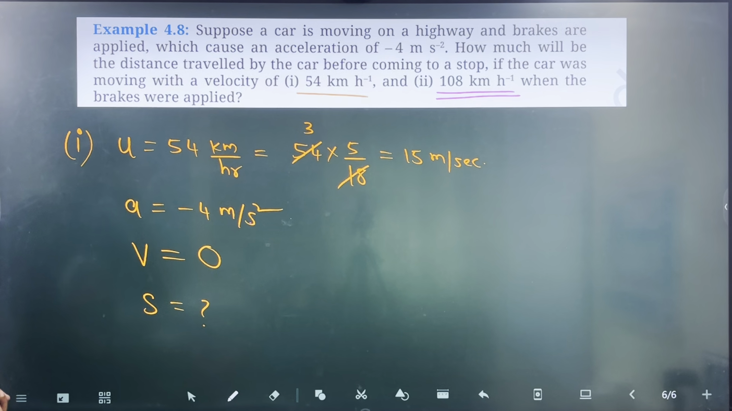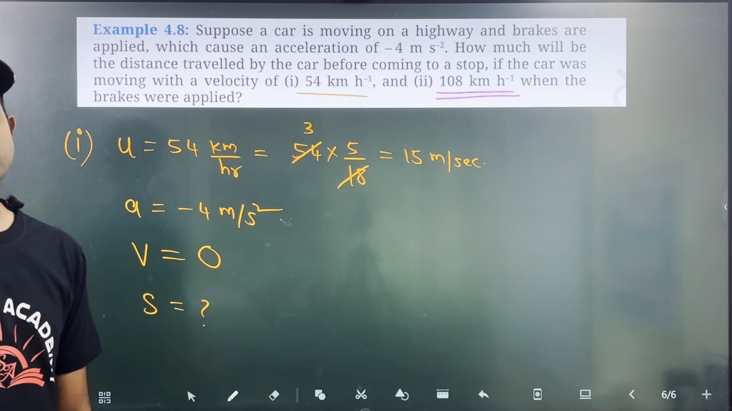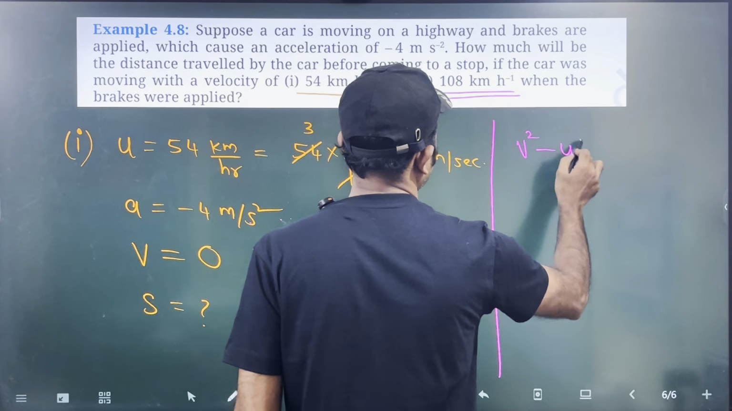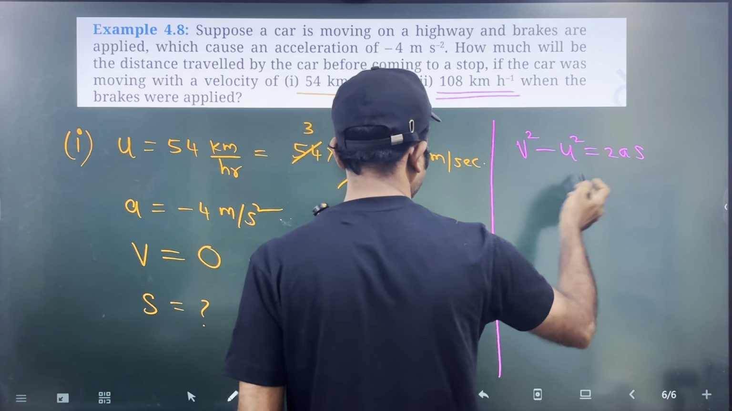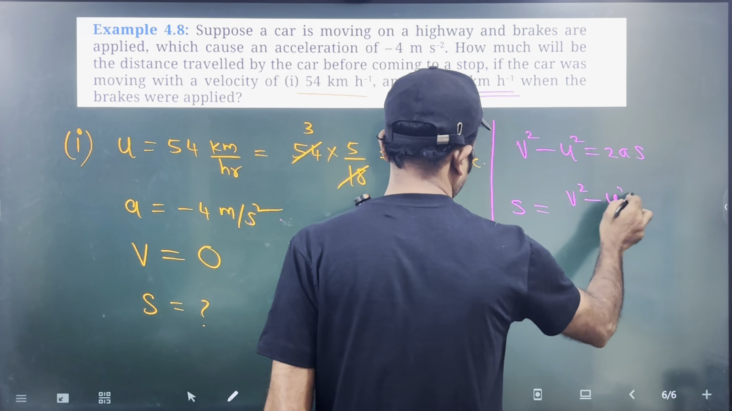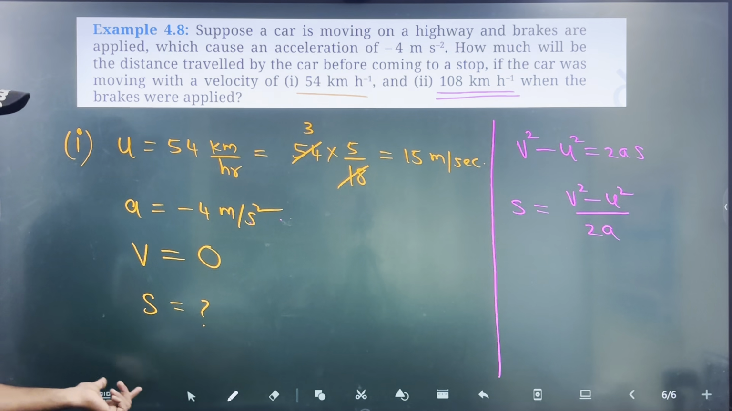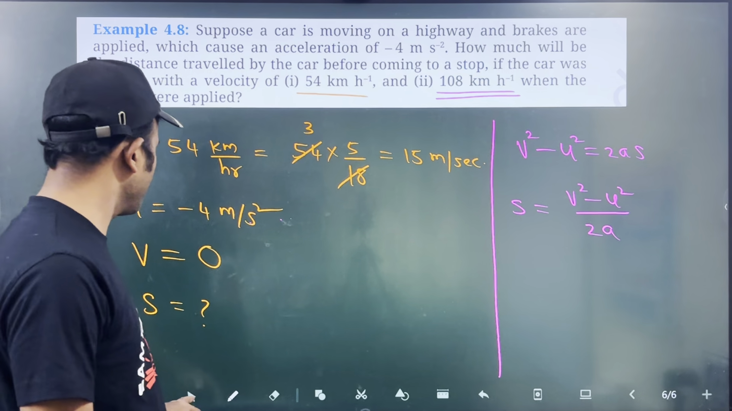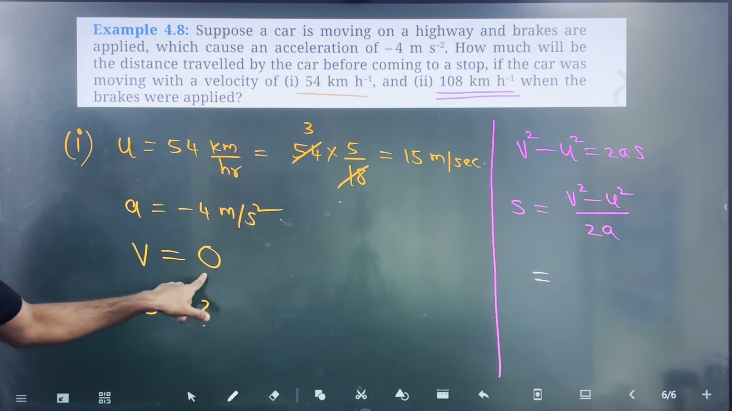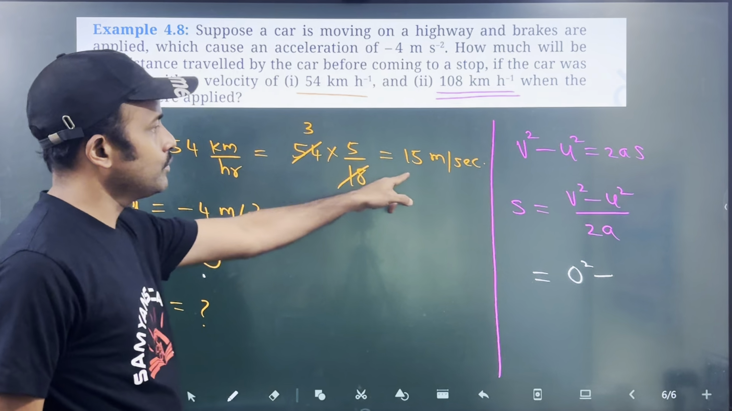So with v, u, a, s, which formula can we use here? v square minus u square equal to 2as. From this we can find the s value, so we can write s equal to v square minus u square by 2a. Use this formula and find the stopping distance before coming to rest. Now you do it. What is the v value? The v value is 0. Just substitute the value 0 here. 0 square minus the value of u we got here.